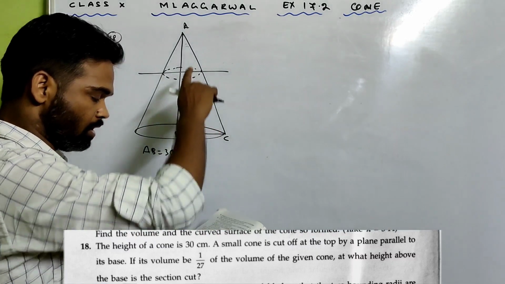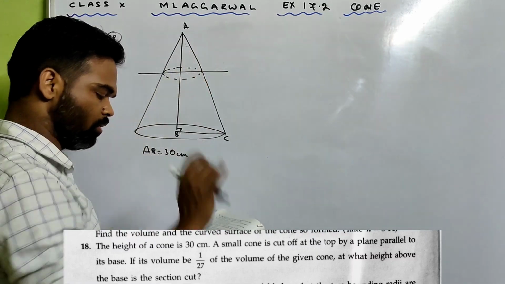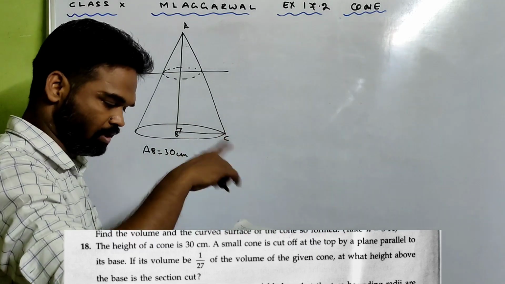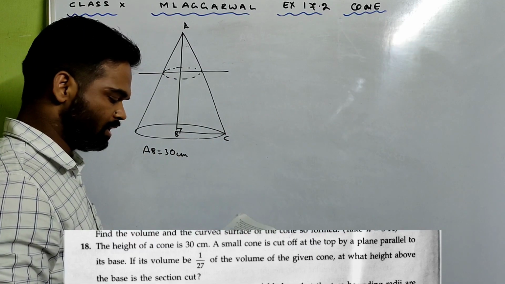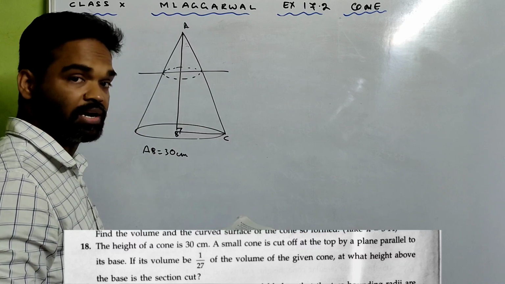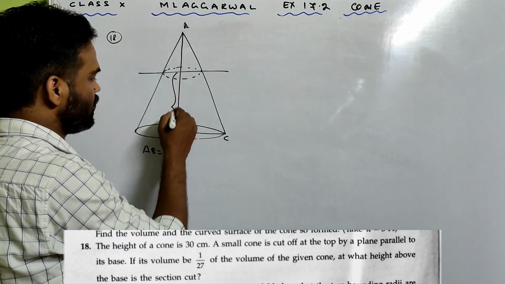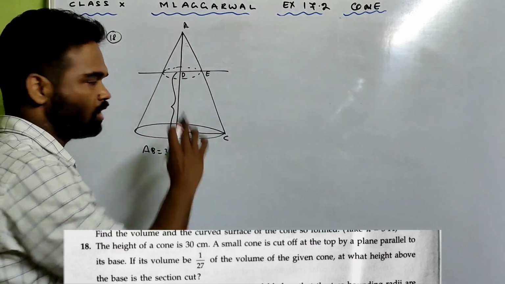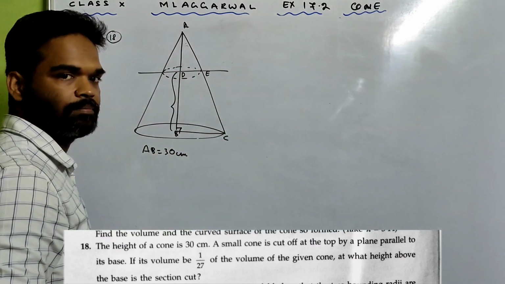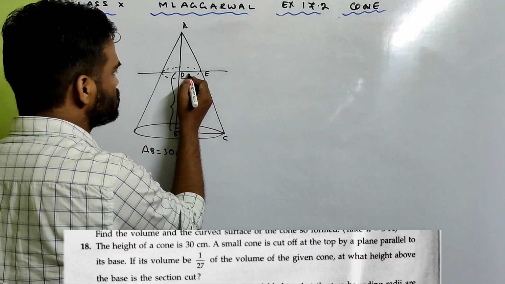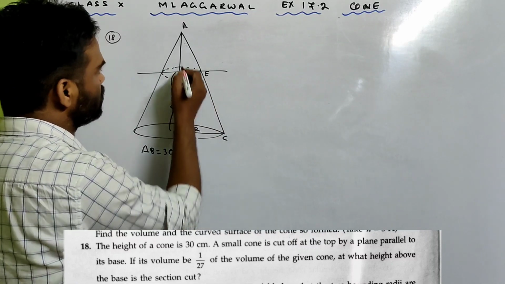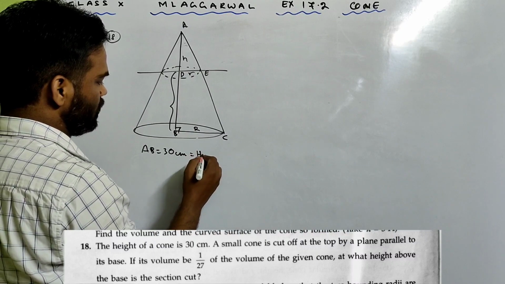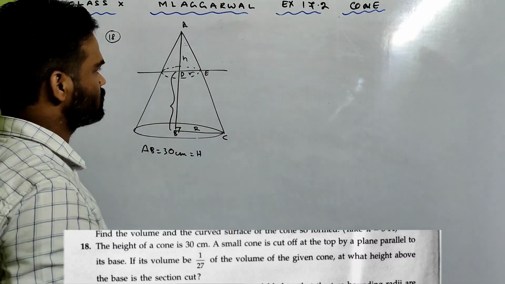If its volume, the volume of the smaller cone, be 1 by 27 of the volume of the given bigger cone, at what height above the base is the section cut? Which means this length they are asking. Suppose this is DE. They are asking DB. At what length do you cut? First of all, this is small r, this is capital R, this is small h, and AB is capital H, which is 30, given to us.